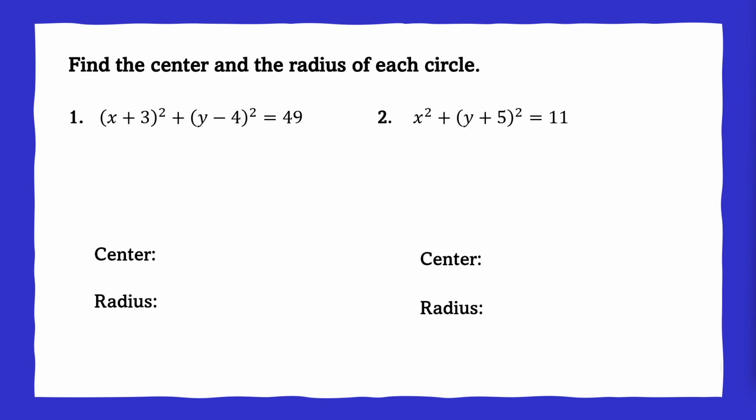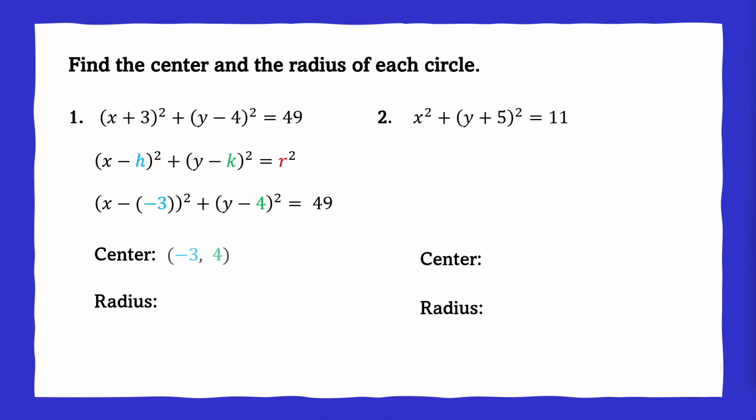To find the center and the radius of a circle from its equation, we start by comparing the given equation to the standard form of a circle. We can rewrite x plus 3 as x minus negative 3, which shows us that the center is (negative 3, 4). On the right side of the equation, 49 is the square of the radius, so the radius is the square root of 49, which equals 7.